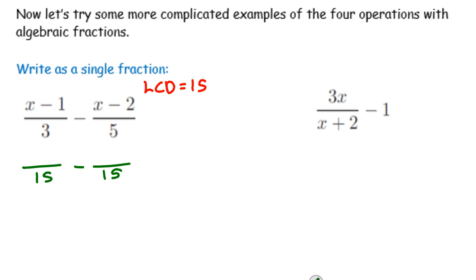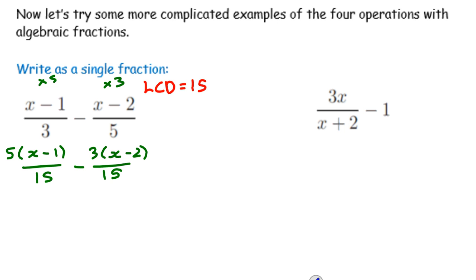What do we need to times that all by? We need to times it by 5. So go 5 brackets, x minus 1. Minus, what do we need to times 3 by to make 15? Times it all by 5. Actually, what do we need to times 5 by to make 15? Times it all by 3. 3 brackets, x minus 2.